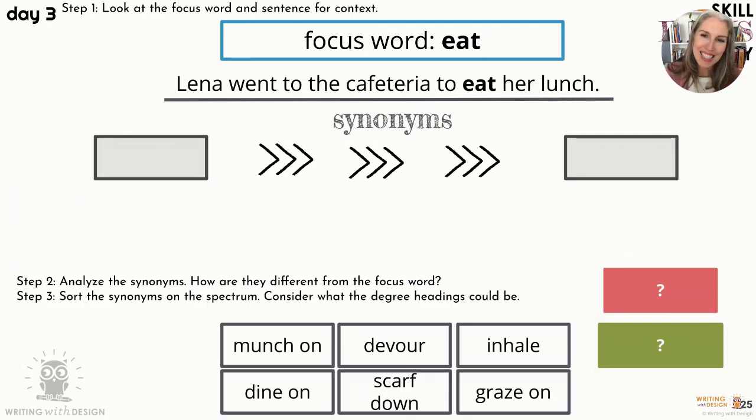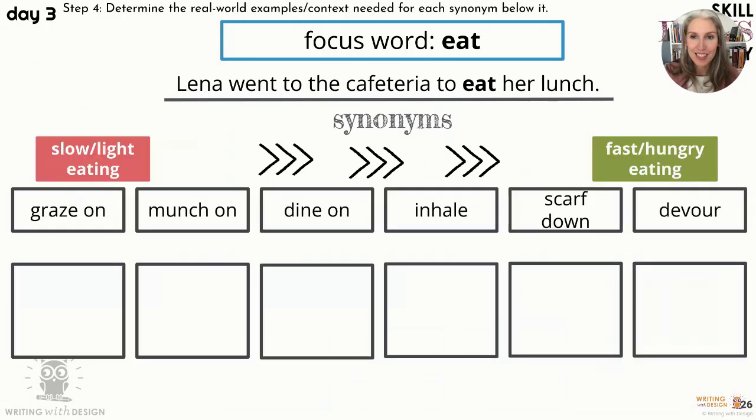Day 3 is eat. Lena went to the cafeteria to eat her lunch. Look at all these great synonyms: munch on, devour, inhale, dine on, scarf down, graze on. Wonderful synonyms for students to think about, replacing that verb of eat.